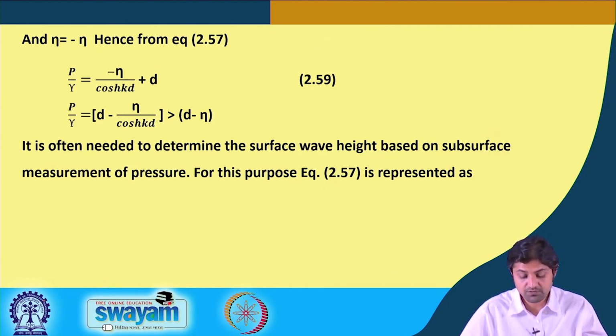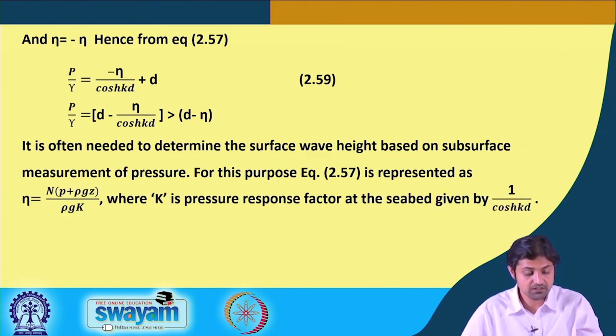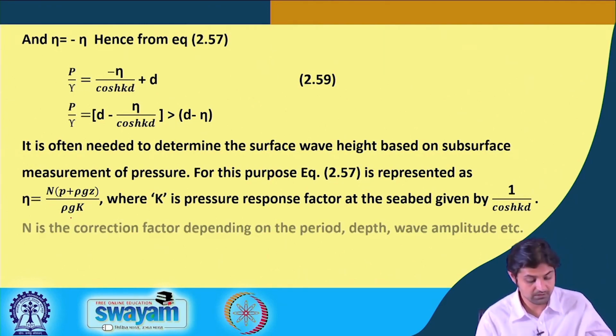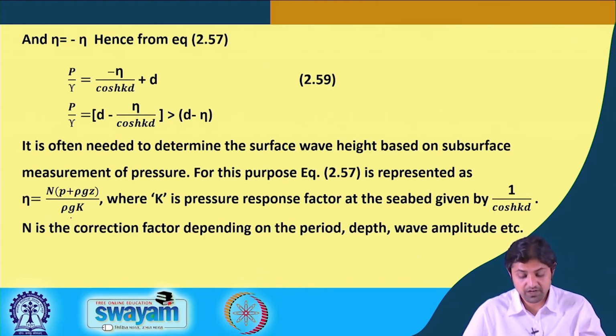It is often needed to determine the surface wave height based on subsurface measurement of the pressure. So for this purpose, equation 2.7 can be represented as follows: if we have subsurface measurement techniques available, we can actually calculate the eta, where n is the correction factor depending upon the period, depth, wave amplitude, etc. This is for the people who are interested more in practicals.